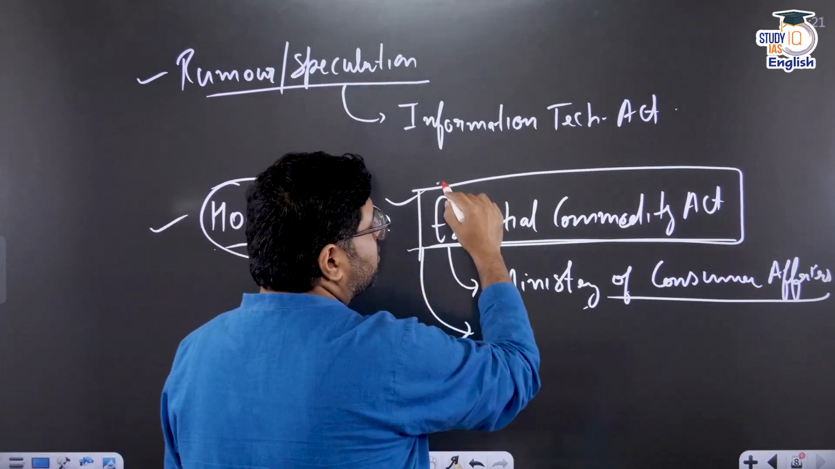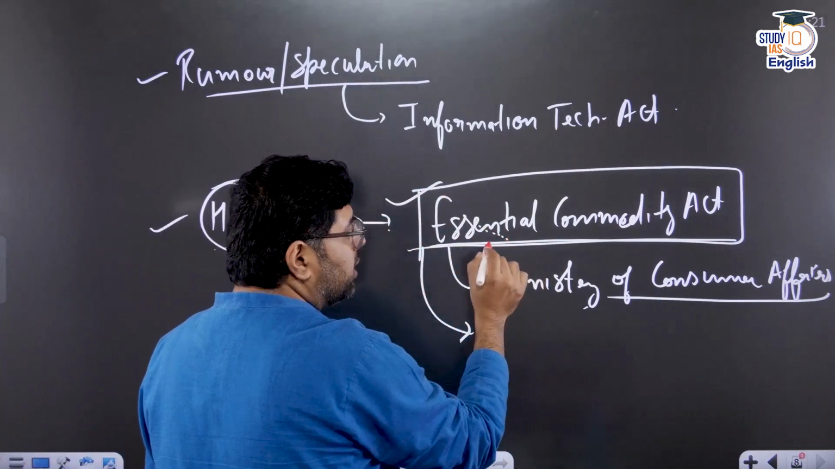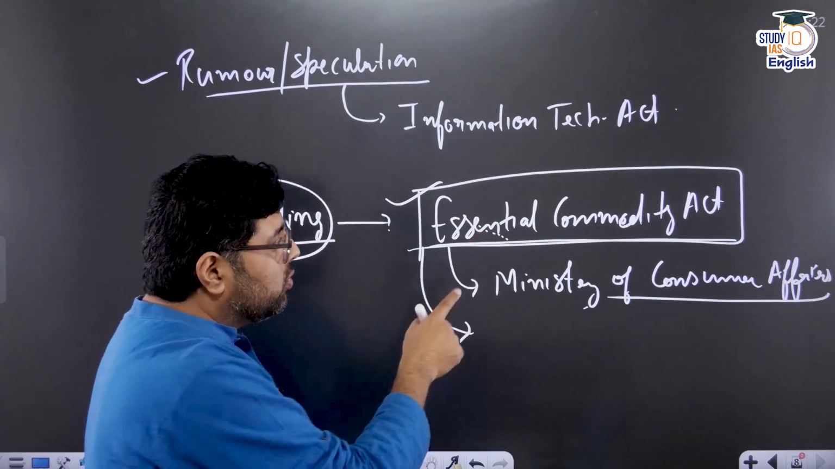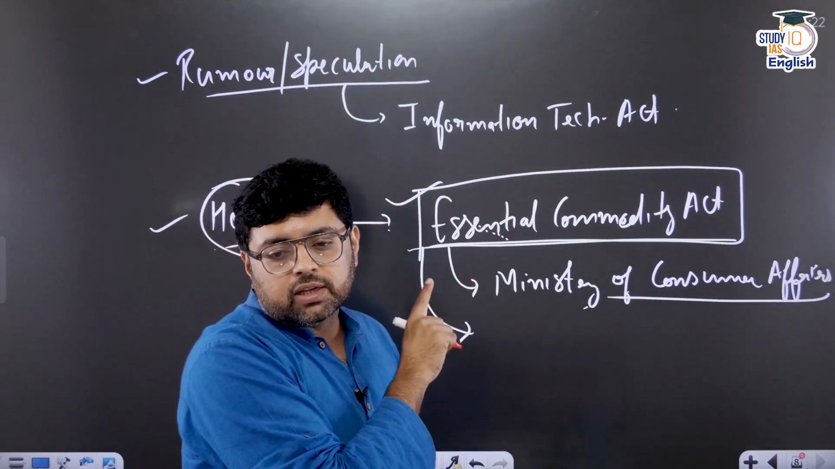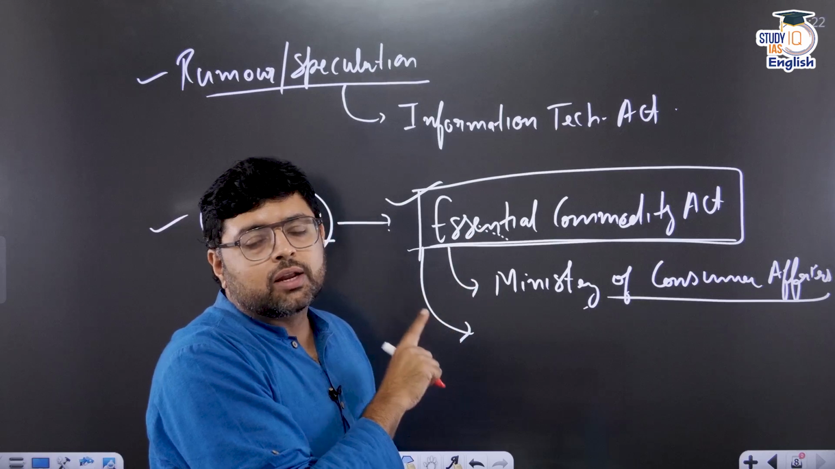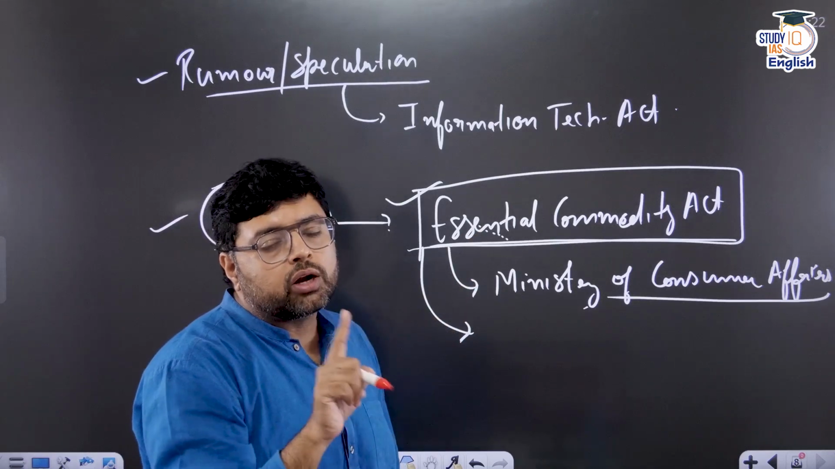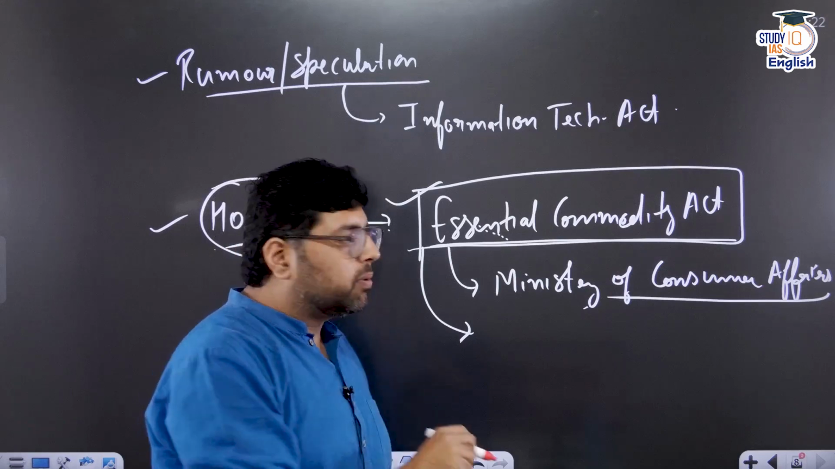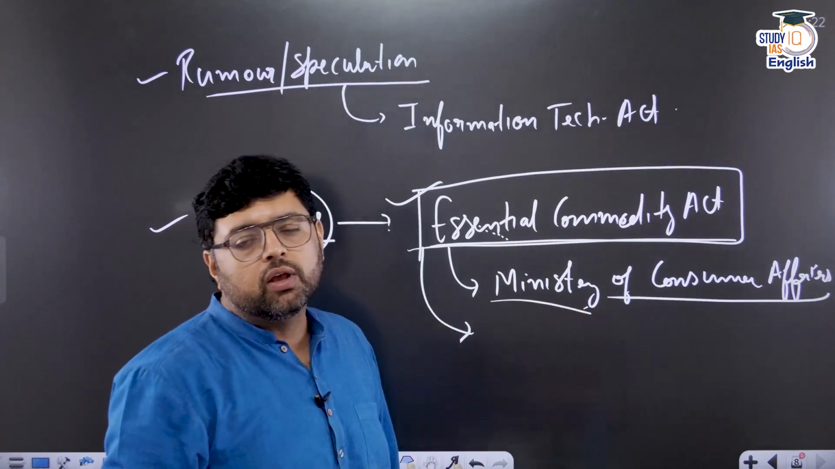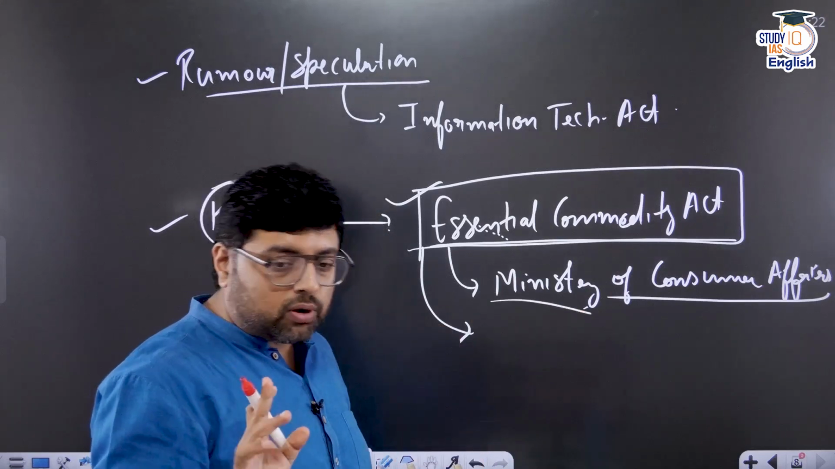So here you have to remember that for opening any grocery store, you have to implement the provisions of the Essential Commodity Act. So you cannot store any quantity of product. Whatever quantity of product you are storing, you have to take permission, and from where? That is the Ministry of Consumer Affairs. So this is what you have to understand.